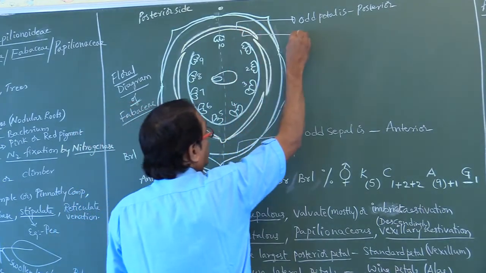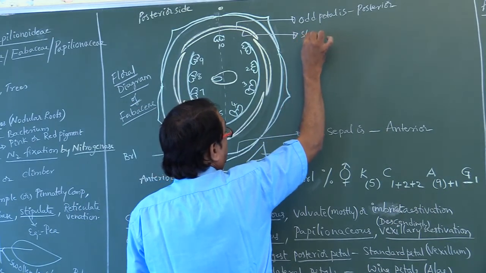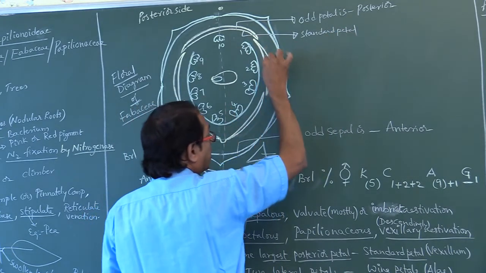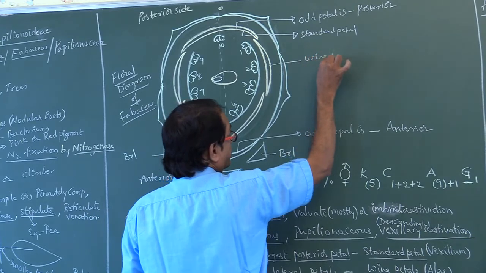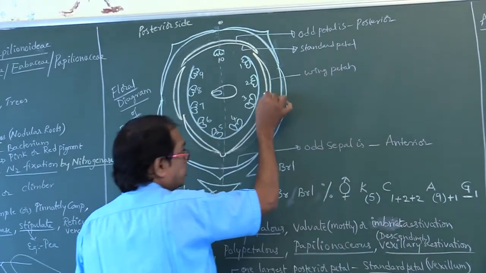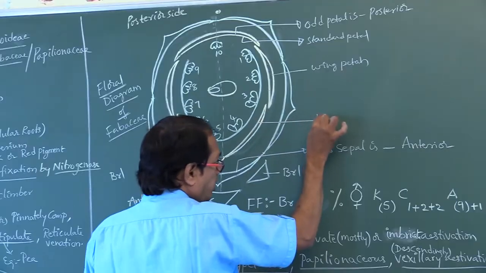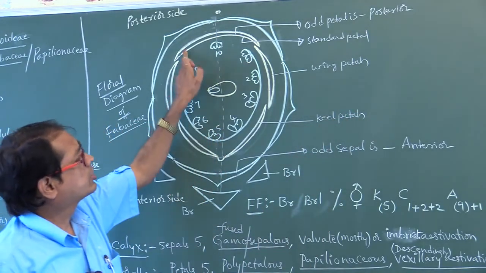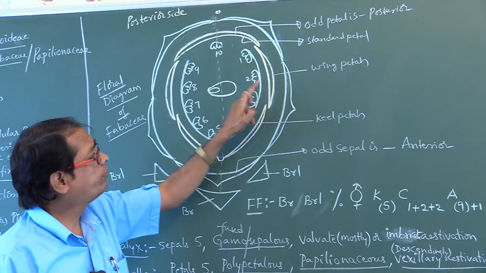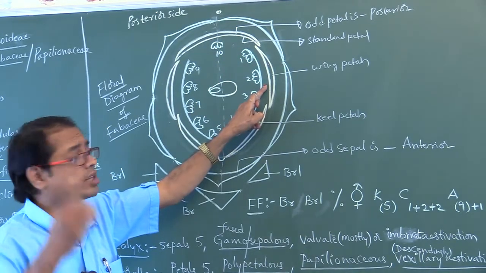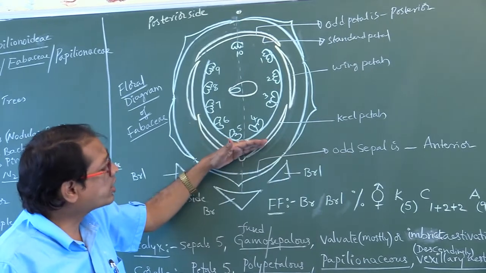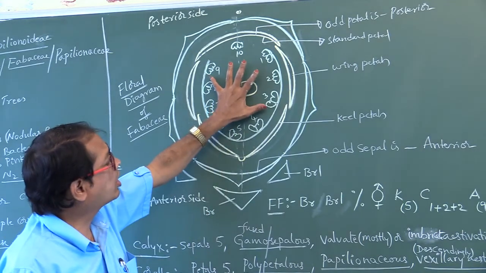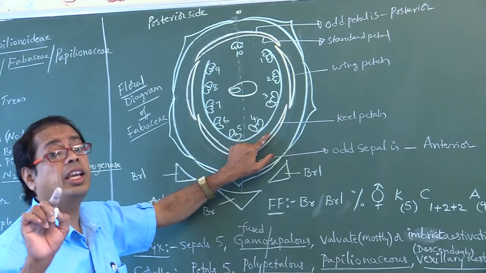So this petal is called the standard petal. The standard petal encloses the wing petals, and the wing petals enclose the keel petals. Try to understand, my dear students. The standard petal encloses the wing petals. The wing petals enclose the keel petals. Inside the keel petals, the essential organs are present. So the essential organs are enclosed in the keel petals.